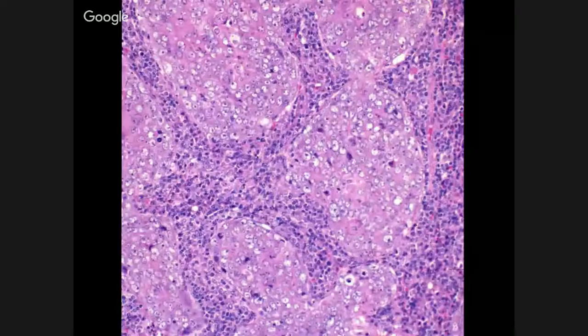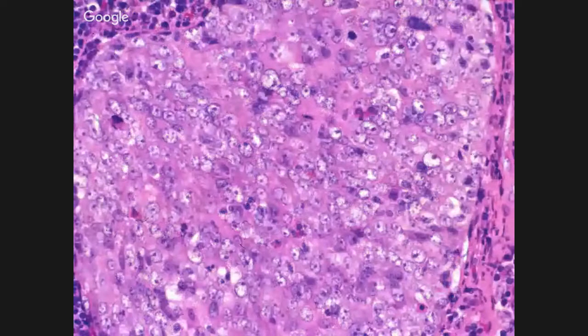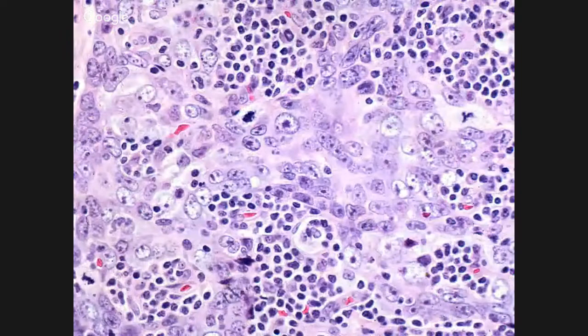And it doesn't make a difference if they're nested or discohesive. Schmincke and Regaud, those terminologies have absolutely no clinical import. So don't get caught up on that. So here you can see the nested growth. The cells are large, with vesicular nuclei, prominent nucleoli, relative uniformity, and few mitoses. And here you can see the absence of a desmoplastic response.